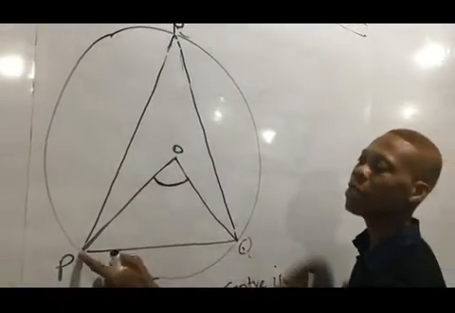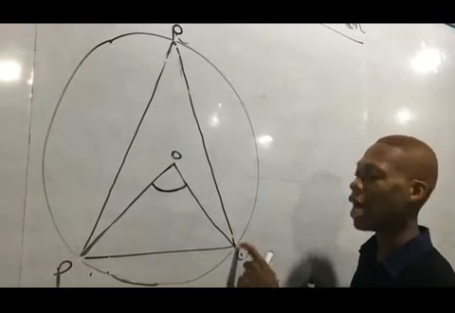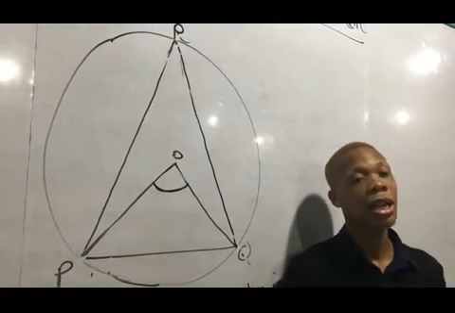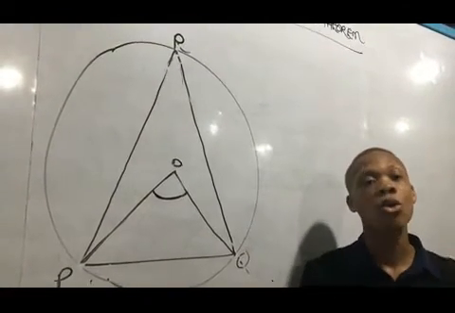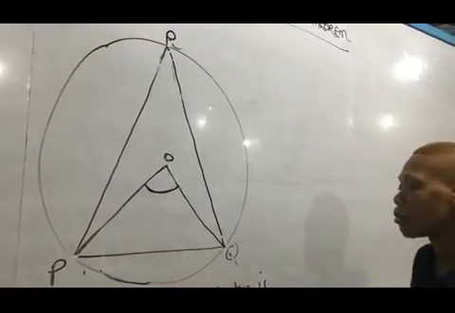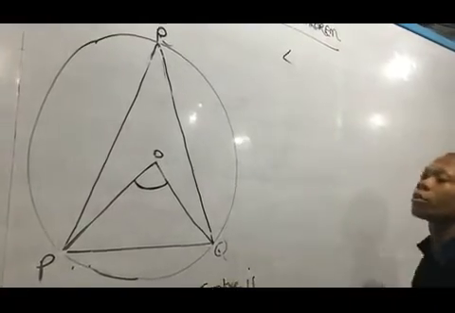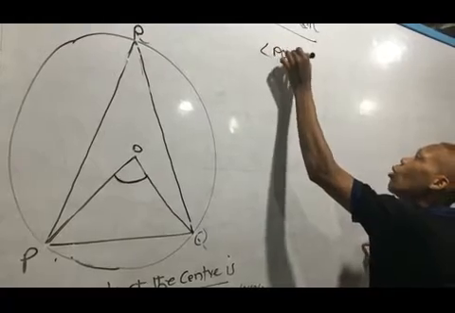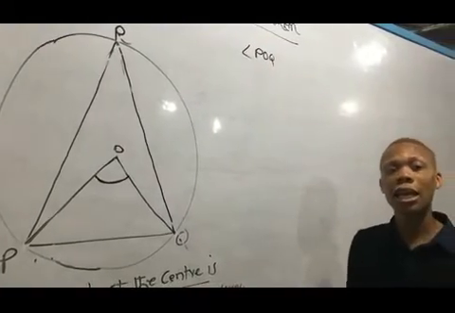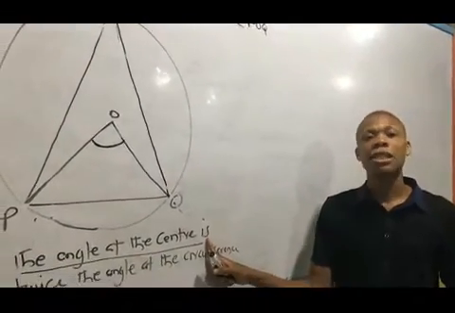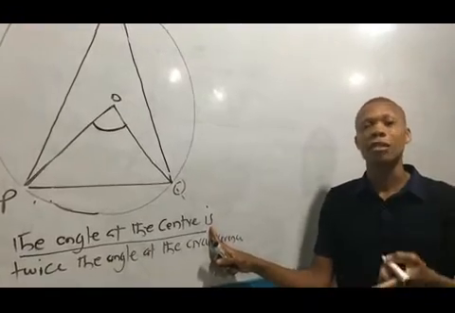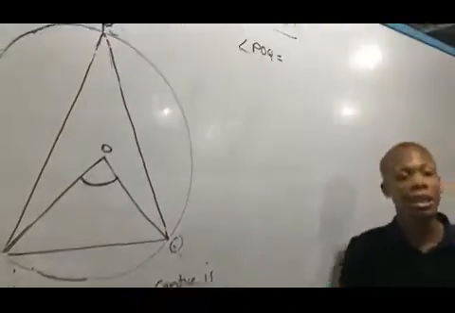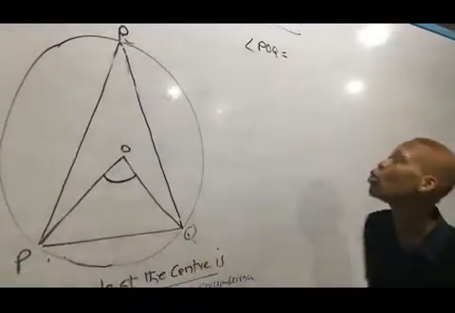Or you can say POQ, or angle QOP. I told you in your previous class that angles are named in a clockwise or anti-clockwise way. So the angle at the center, which is angle O, is angle POQ. So the angle at the center is, and I said in mathematics, anytime you see the word is, we use equal to. So is means put equal to over here, is twice, so twice 2.